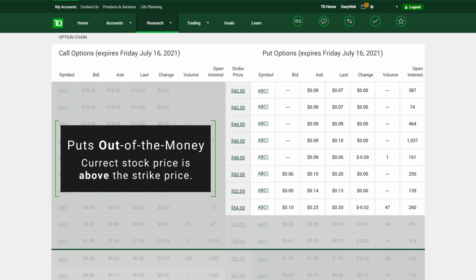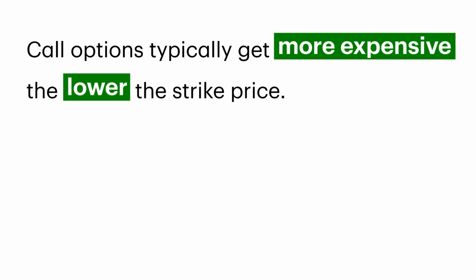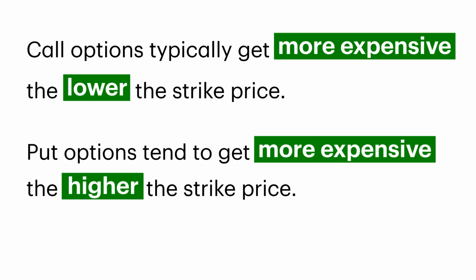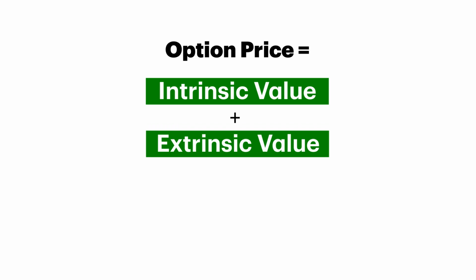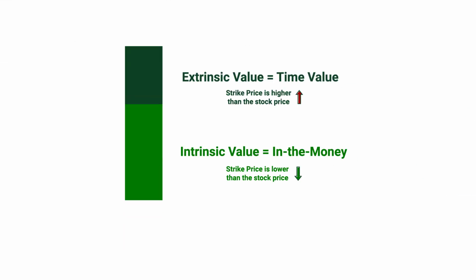Now, one key thing to consider for both call and put options is that the price of a contract differs depending on its strike price. Call options typically get more expensive the lower the strike price, and put options tend to get more expensive the higher the strike price. This is because the price of an option is the sum of two components, intrinsic value and extrinsic value. Extrinsic is also referred to as time value.